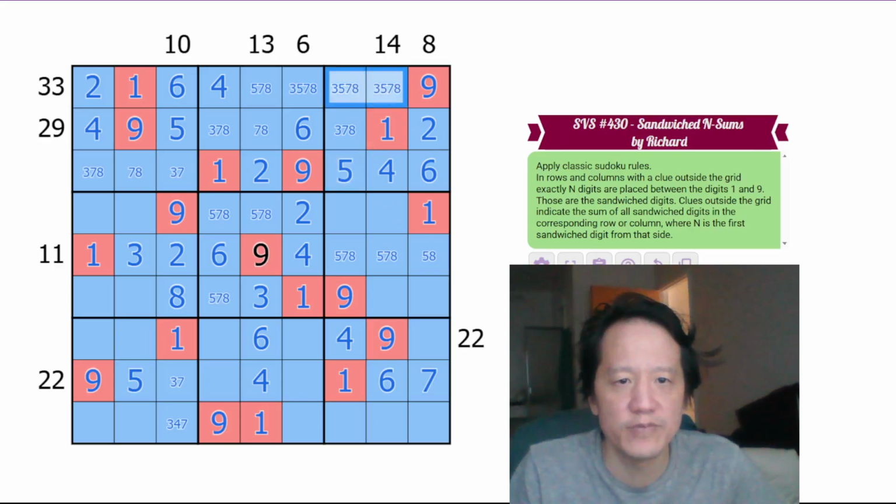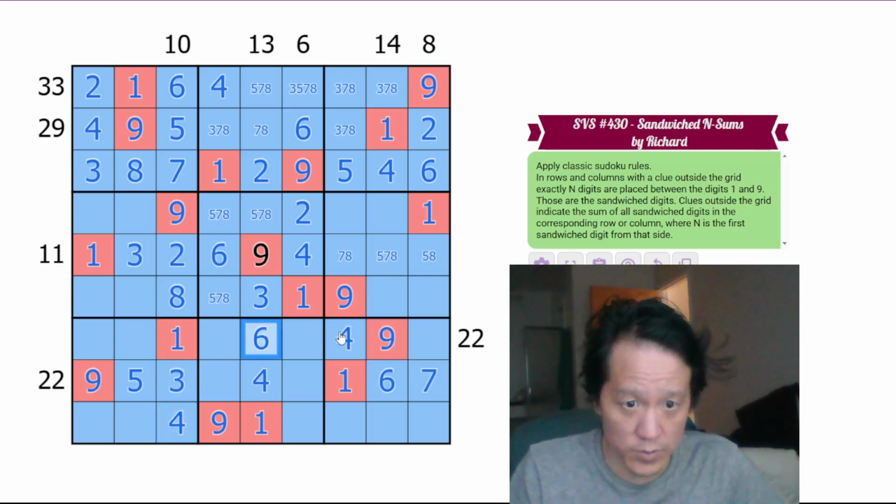So these can't be 5 here. This can't be 5 here. The 7 eliminates 7 here, so this is a 3. That 3 eliminates 3 here, so it's 7, 8. This is 3. This is 4.